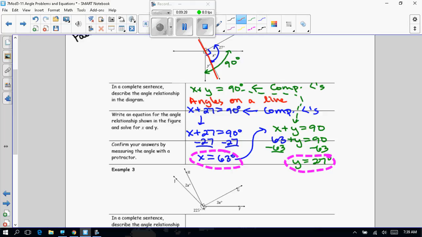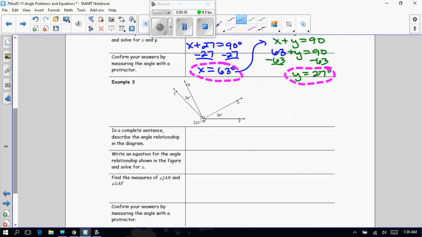All right, let's go to example 3 then. Take a look at example 3. What relationships do I notice here? This was kind of weird looking, personally. I don't have all kinds of great straight lines. I can't use angles on a line. I can't use complementary angles. I'm going to have to only work on angles at a point, which means I'm working with 360 degrees here.